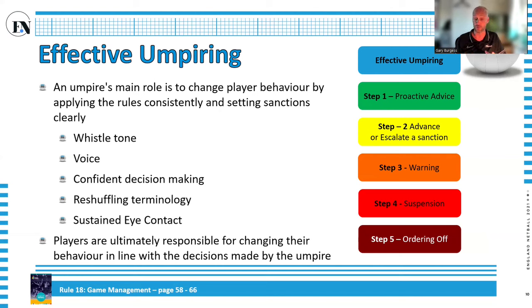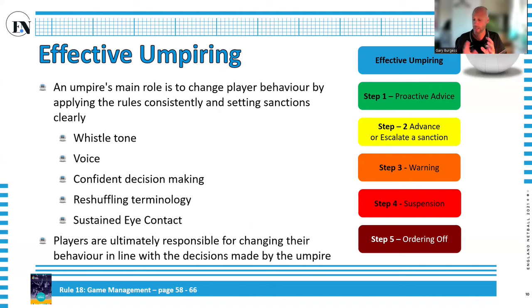Now, the most important one of these on here, for me, is effective umpiring. Now, there may be situations when an umpire may have to jump to a step further down. So, as I've said, quite simply throughout all of this, if a player moves into the landing space of an opponent and causes them to fall, you don't worry about effective umpiring and proactive advice and escalating. You've just got to go straight in at step 4, suspension. The first time it happens, there's no, okay, we'll let you off this time. You jump in straight away at that point.